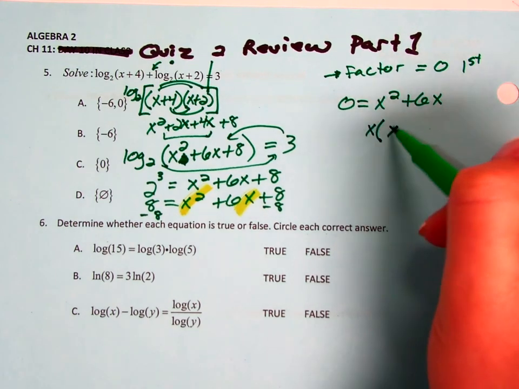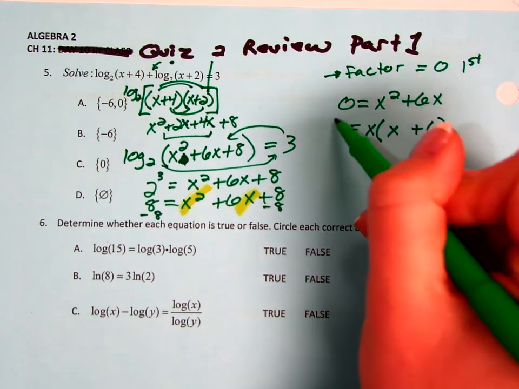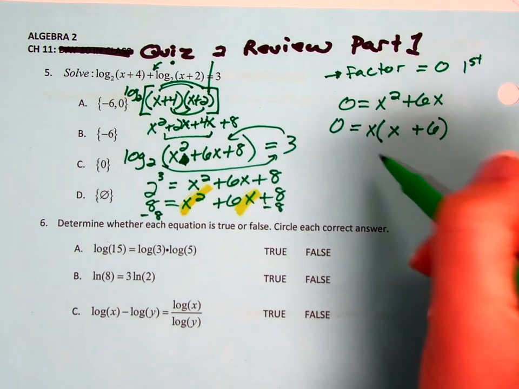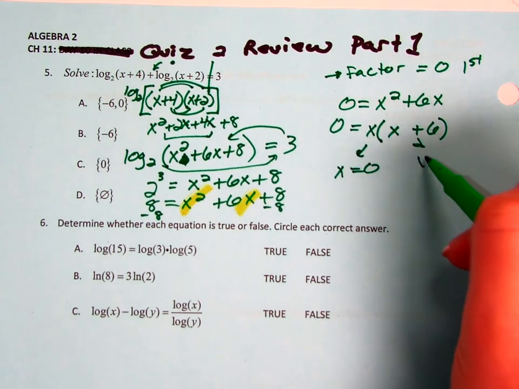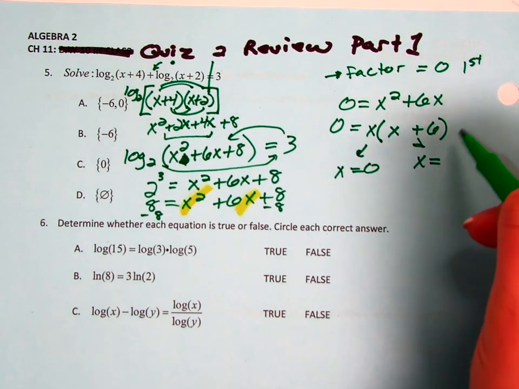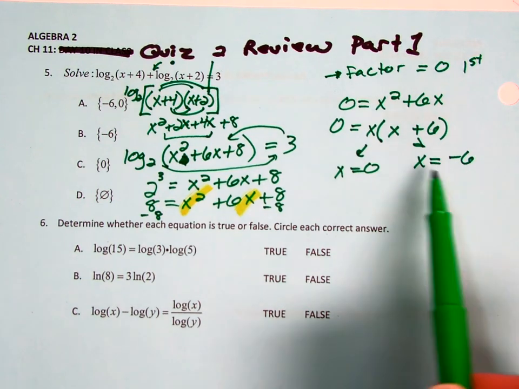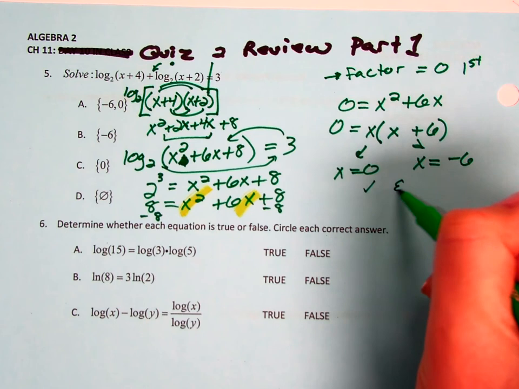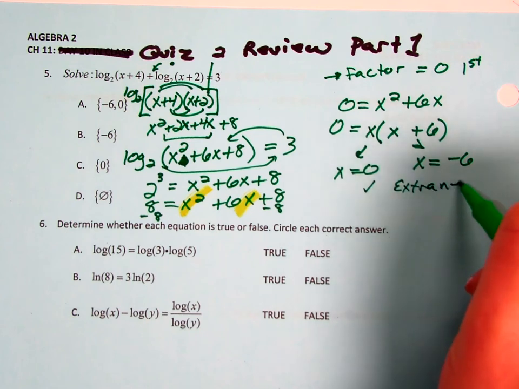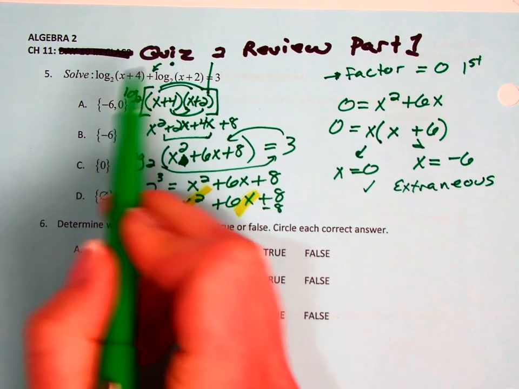So then that would be x times x is x squared. X times 6 would give me 6x is equal to 0. And then we can set each piece equal to 0 to get our answer. So x equals 0. X would equal negative 6. And then remember that we need to double check these for extraneous solutions. And the way we check for extraneous is to plug these into the original and making sure we don't get any negatives inside of our logs.